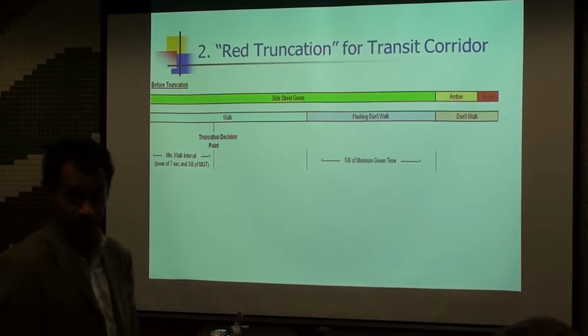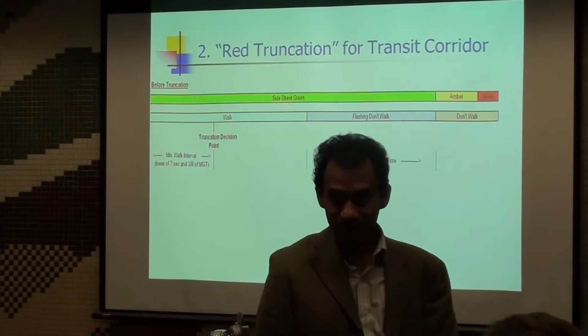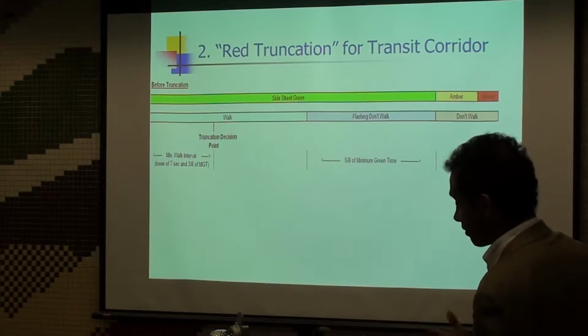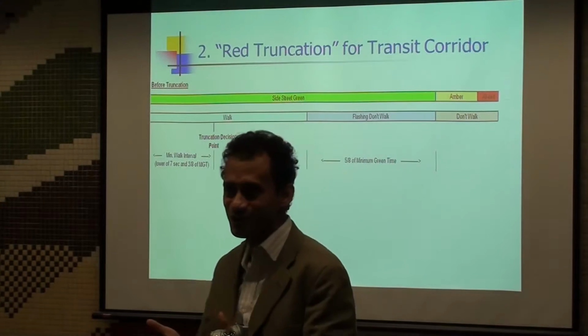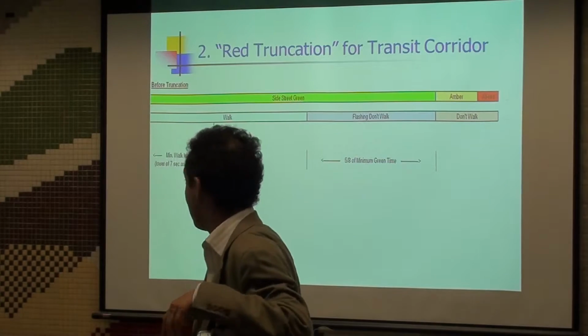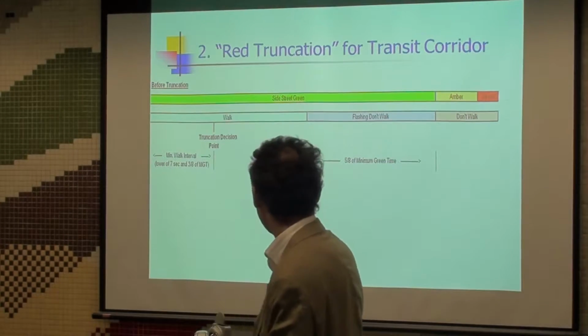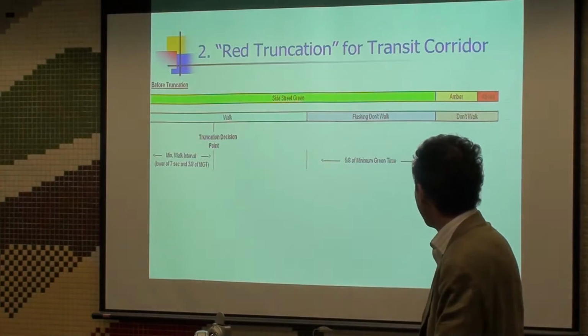Now, the other thing is we also need to do red truncation, because since there is no bus, we can truncate our red a little bit.